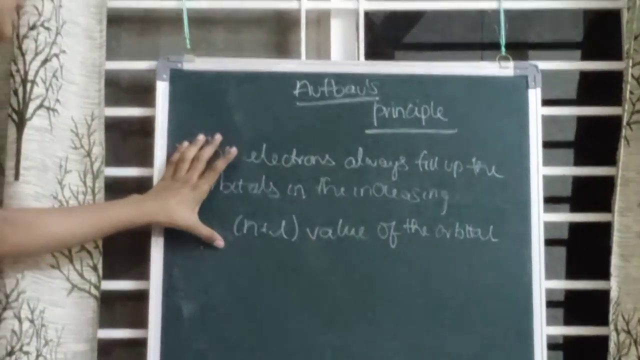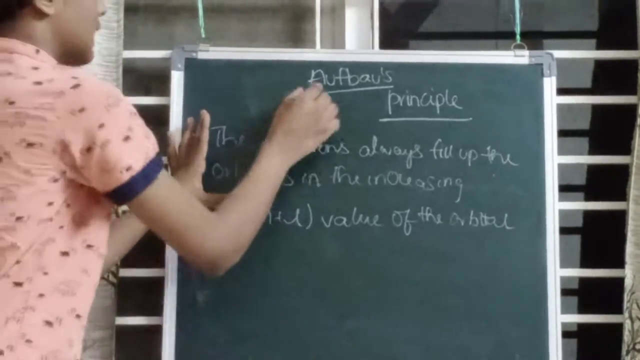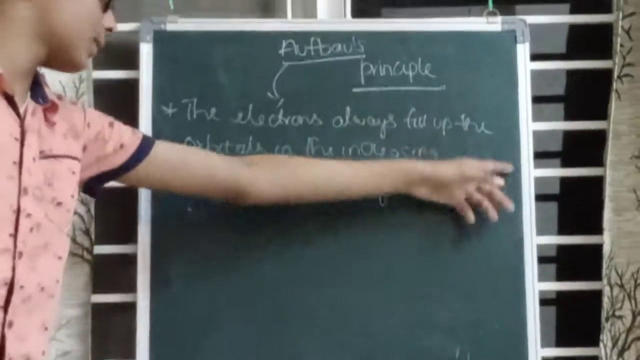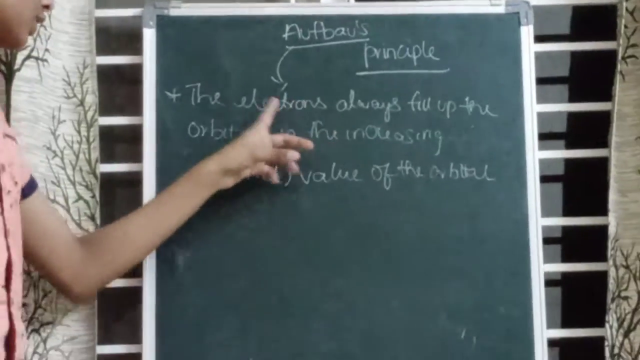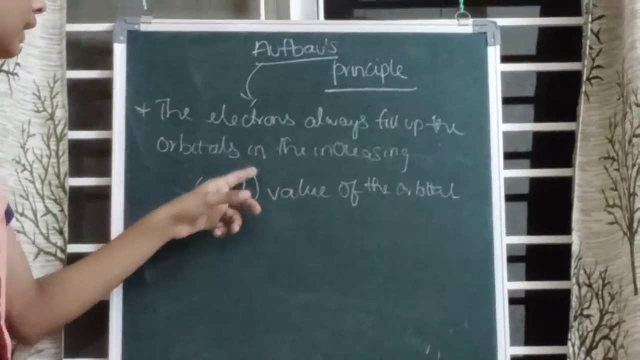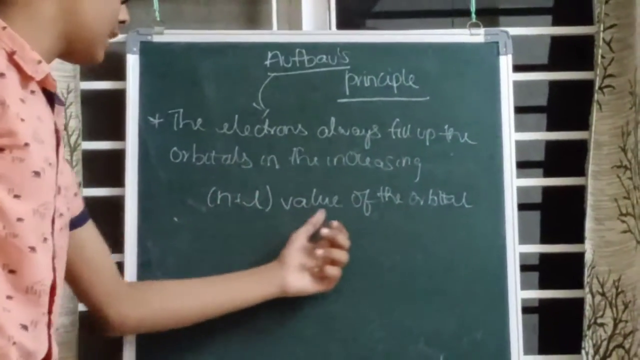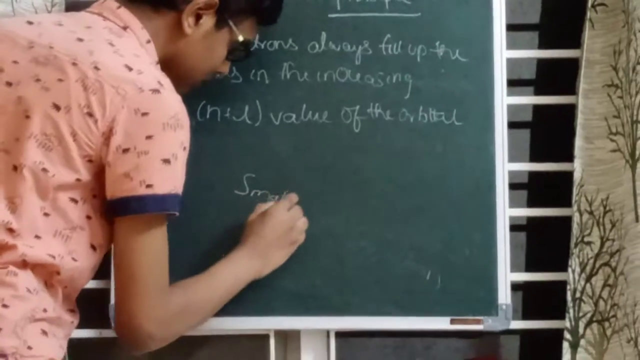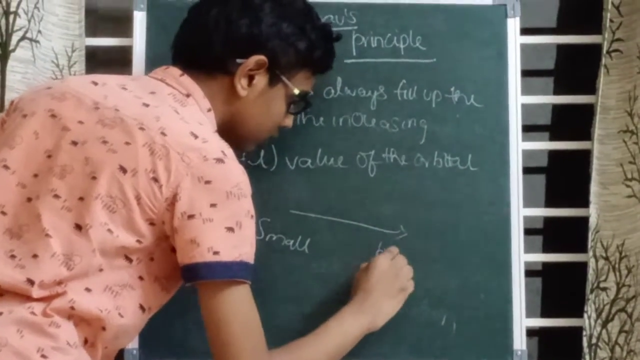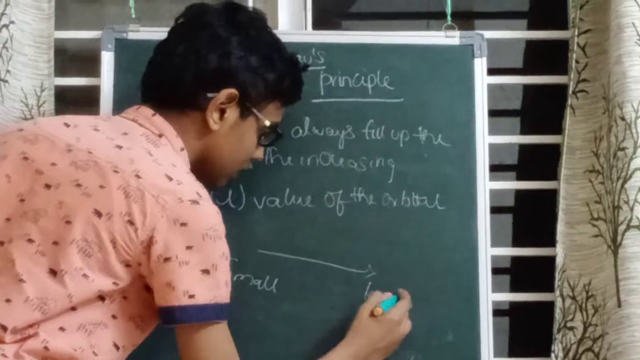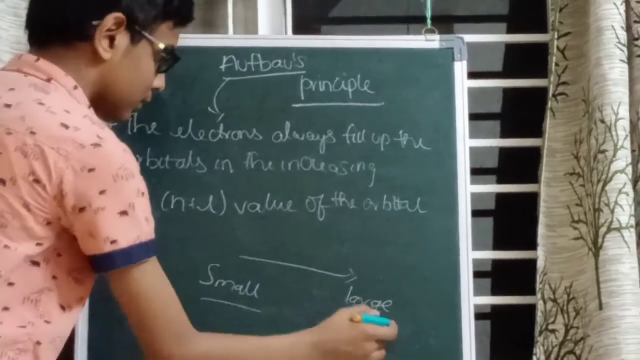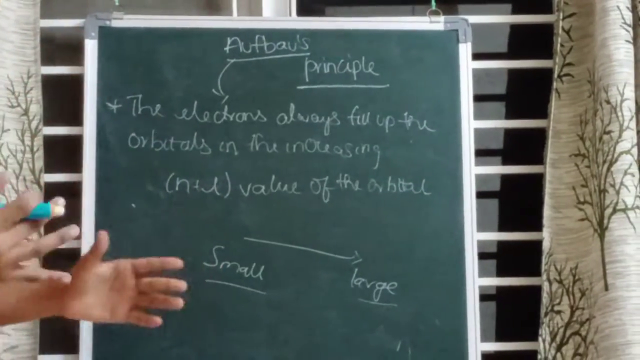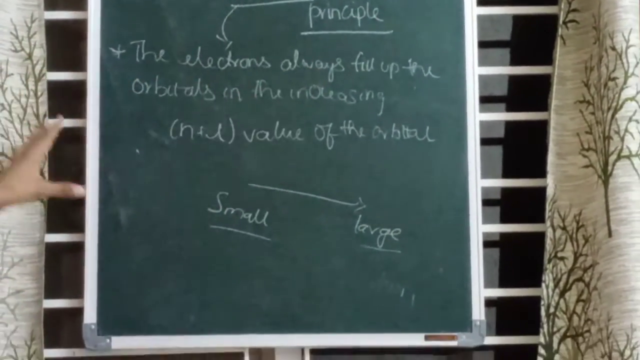This is a rough statement given as the Aufbau principle. The electrons always fill up the orbitals. In which way do these electrons fill up the orbitals? In the increasing n plus l value of the orbital. Increasing means from small towards large, from the small n plus l value to the large n plus l value. What is this n plus l value? We will be discussing it, but we can just generalize this statement.